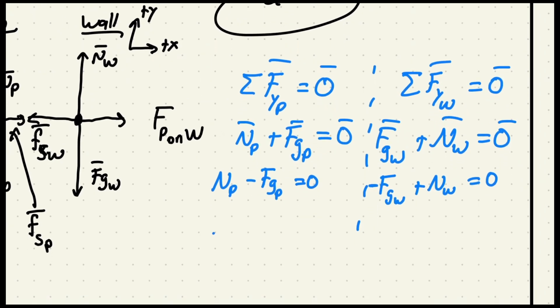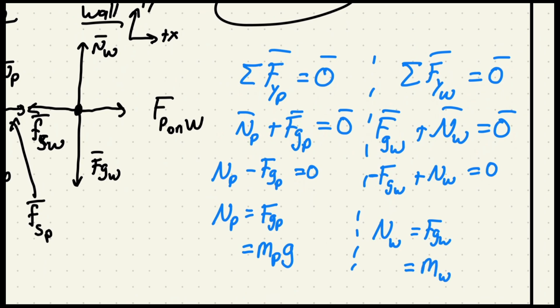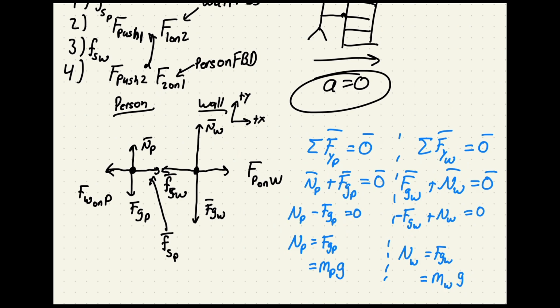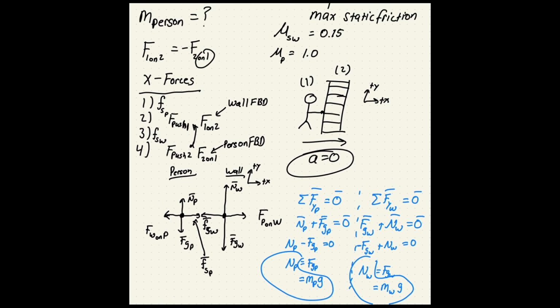Solving these for normal forces, I get normal force on the person is equal to force of gravity on the person, and that would be equal to mass of the person times g. On the other side of the world, I have my normal force on the wall equal to Fg on the wall, and that is equal to the mass of the wall times g. Now I have these two statements about my normal forces for each of the two objects. And that's a great first place to start. But the next thing that we're going to do is going to require just a little bit more information, or a little bit more thought.